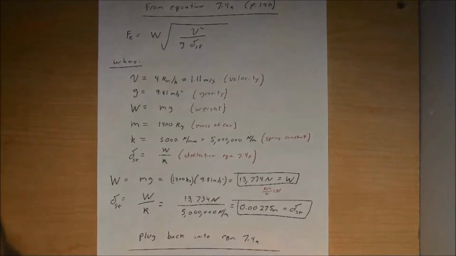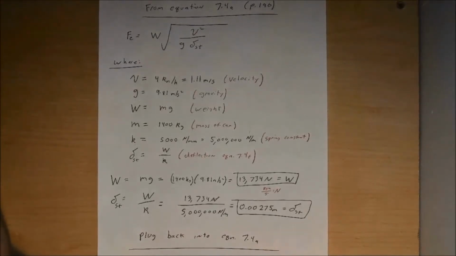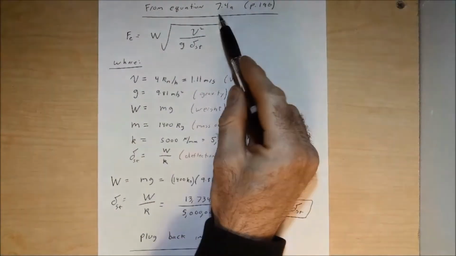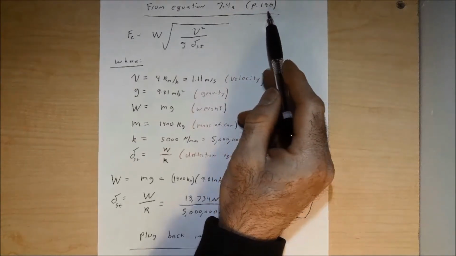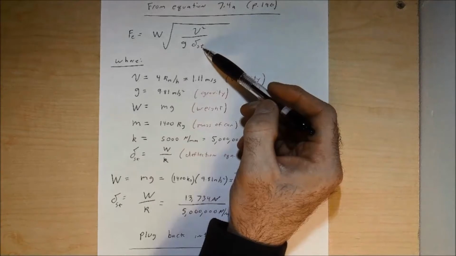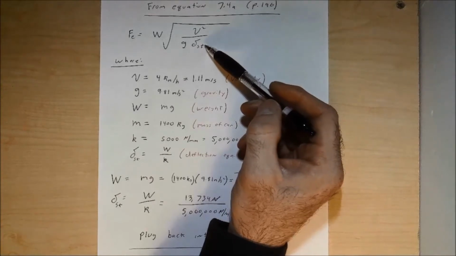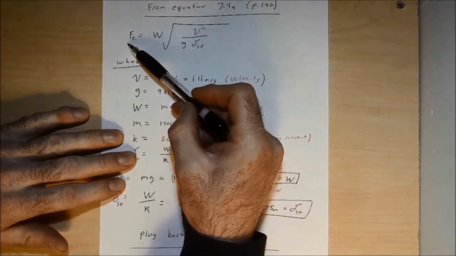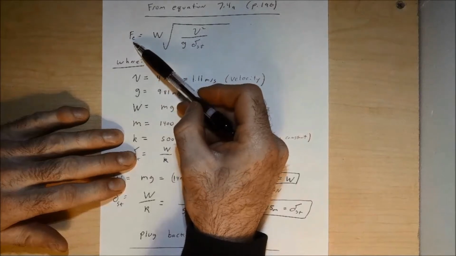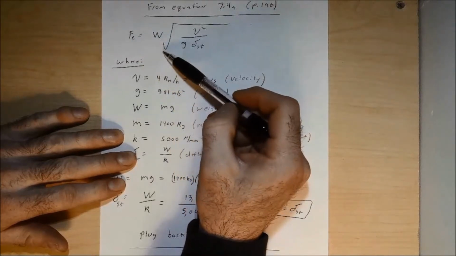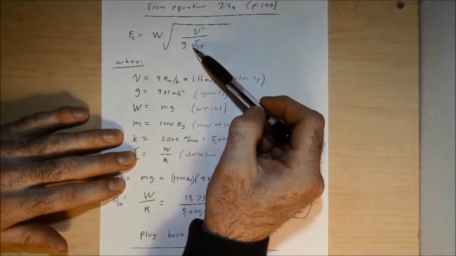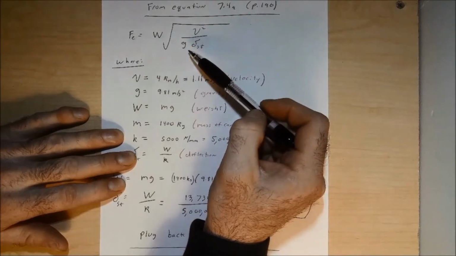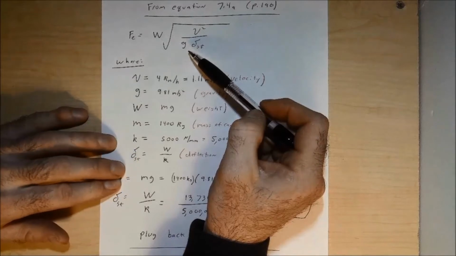In order to start our solution for this problem, what we want to do is take a look at equation 7.4a on page 196 of our textbook. Here is our governing general equation that we're going to pull from 7.4a. This is saying that our elastic force, which we've determined to be F sub E for our variable name, is equal to W times the square root of V squared over G times delta. Now, we need to define these clearly for this specific problem.